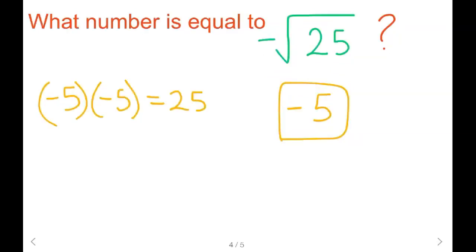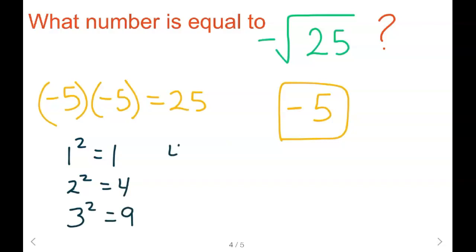Alright, so hopefully that reminds you how to take the square root of a perfect square. And if it helps you, you might want to list out your perfect squares. So like 1 squared, 1, 2 squared, 2 times 2 is 4, 3 squared, 3 times 3 is 9, 4 squared, 4 times 4 is 16, 5 squared, 5 times 5 is 25, and so on. If you do that at least to 144, most of the time that'll be enough.